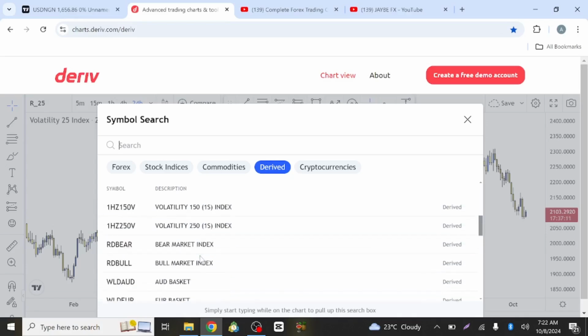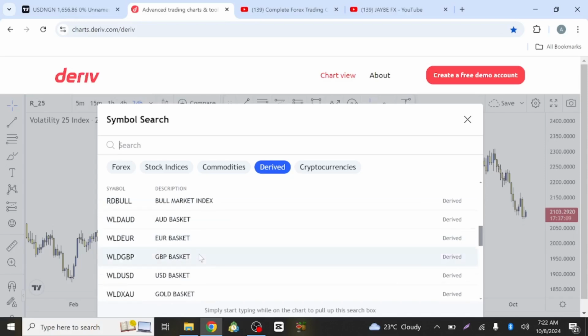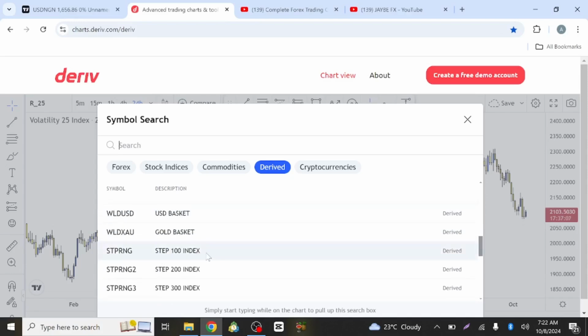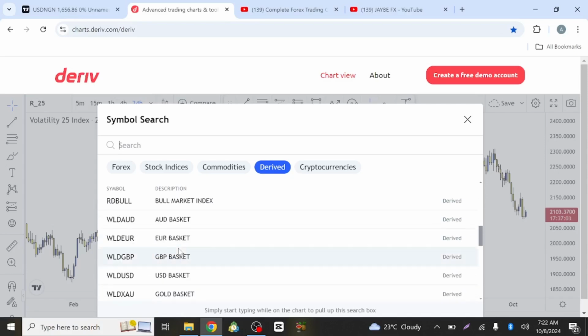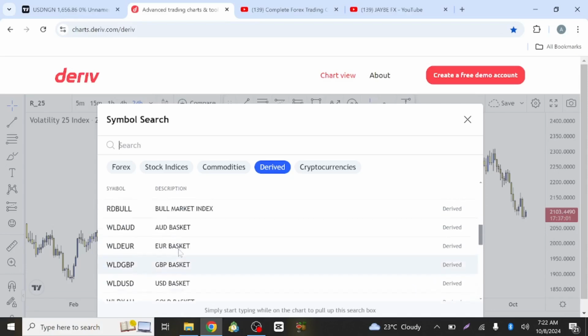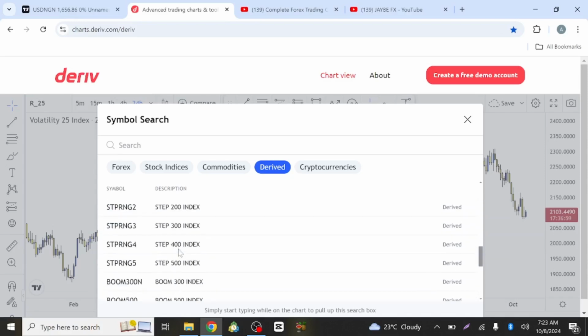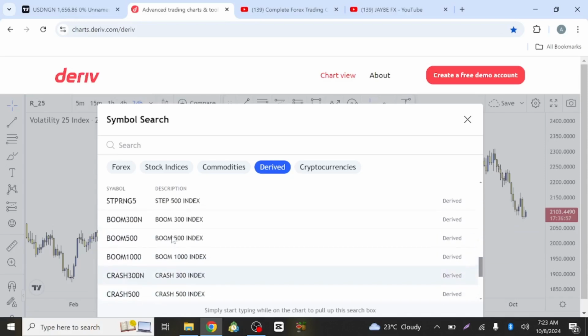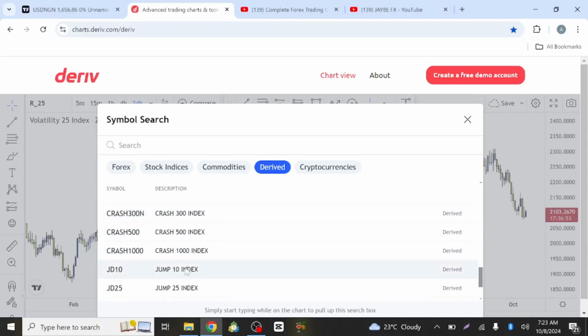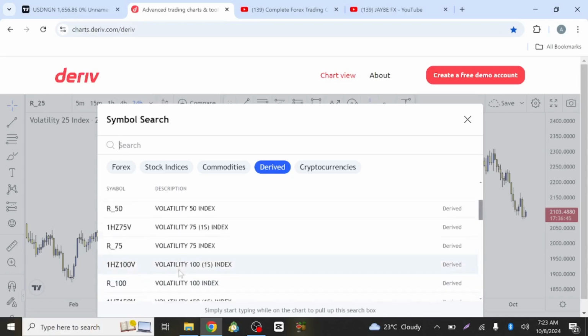Sometimes, on a very rare scenario, I do trade, where is it? Step index. Yes, step index. I don't trade Boom and Crash. This is it. I don't trade Boom and I don't trade Crash. I don't trade Jump index. I don't trade, what's it called, the basket index.